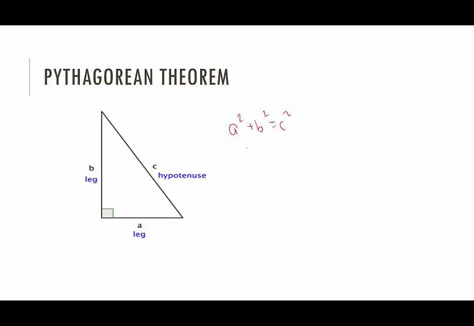And this only works when we have a right triangle. Only works for right triangles. But that's the cool thing about right triangles, is that this does work, oddly enough, for right triangles. Okay, so we want to know a squared plus b squared equals c squared.